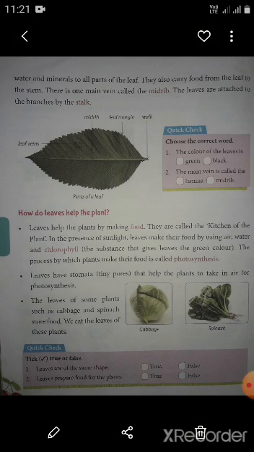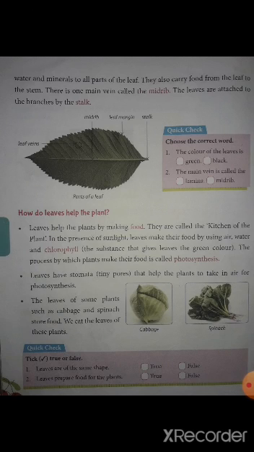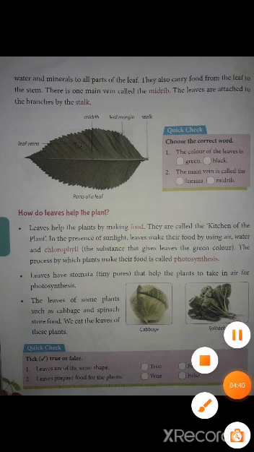Quick check. Tick true or false. First one: leaves are of the same shape. This sentence is false. Second, leaves prepare food for the plants. This sentence is true. Write in your classwork book.